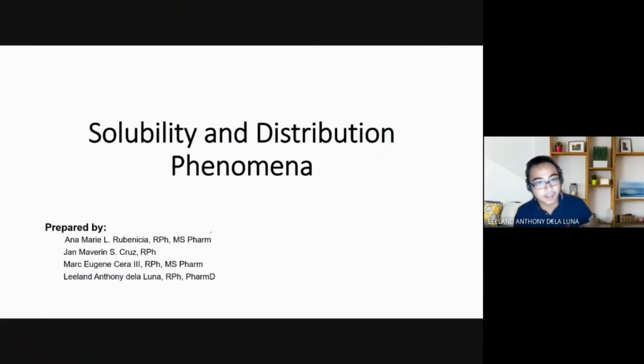So for the class, our topic will be about Module 3. Basically, it's all about solubility and distribution phenomena. Actually, this is just one topic for Module 3. After this class, we will be discussing qualitative properties of your solutions.